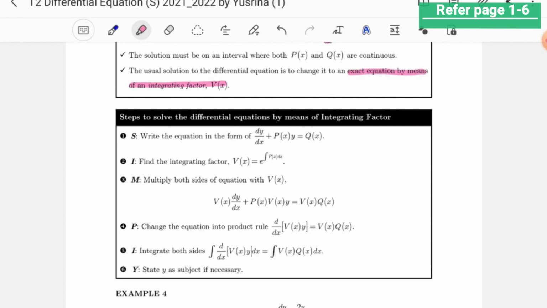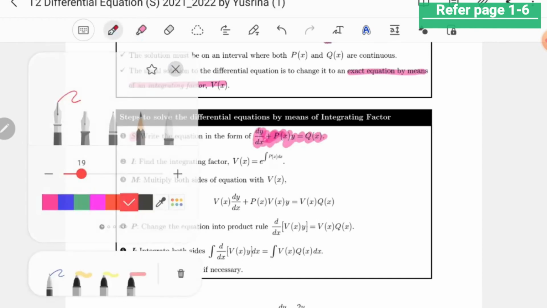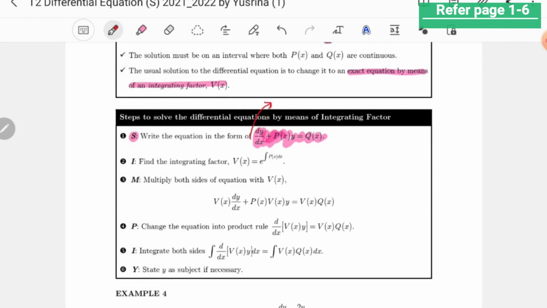We can simplify. The first step is S. S means standard form. The standard form is dy/dx + p(x)y = q(x). This one is the standard form. Make sure your coefficient of dy/dx is positive 1.